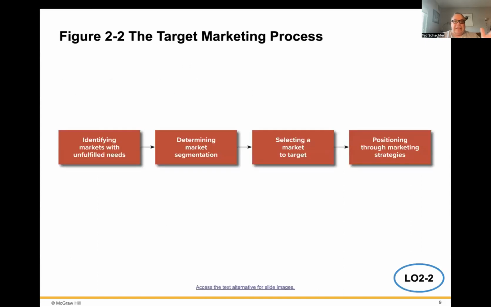So let's look at the target marketing process. This is going to be on a quiz and on the final exam. And what you need to know is the order of it. So first, you identify markets with unfulfilled needs. What does that mean? Well, probably every market has a pizzeria. Where I live right now, there's a great place called Joe's Pizza. But what's the difference between Papa John's and Pizza Hut and Domino's and a local pizza store?